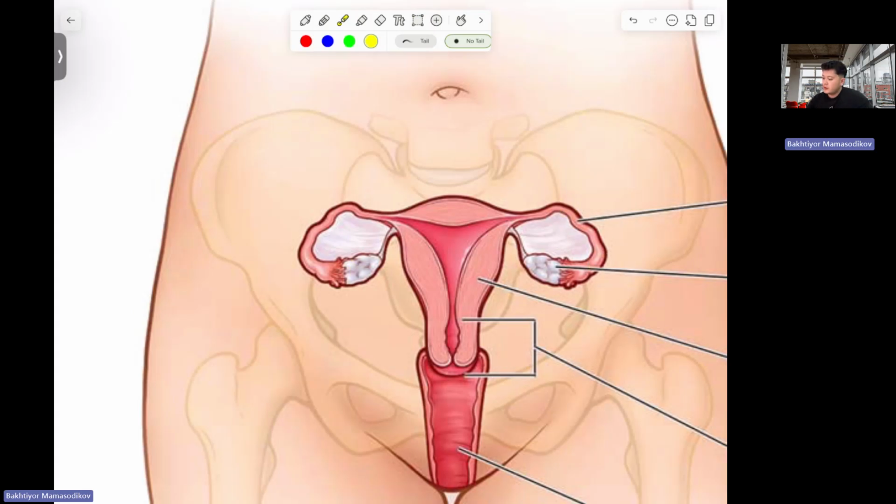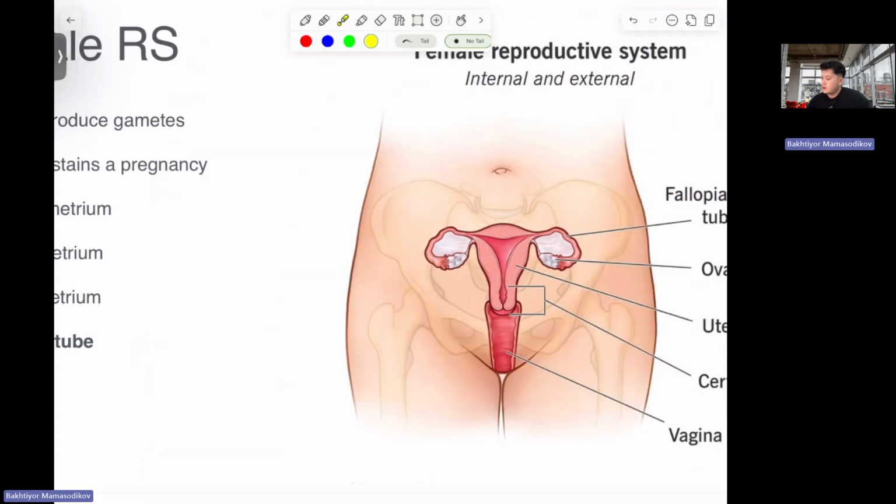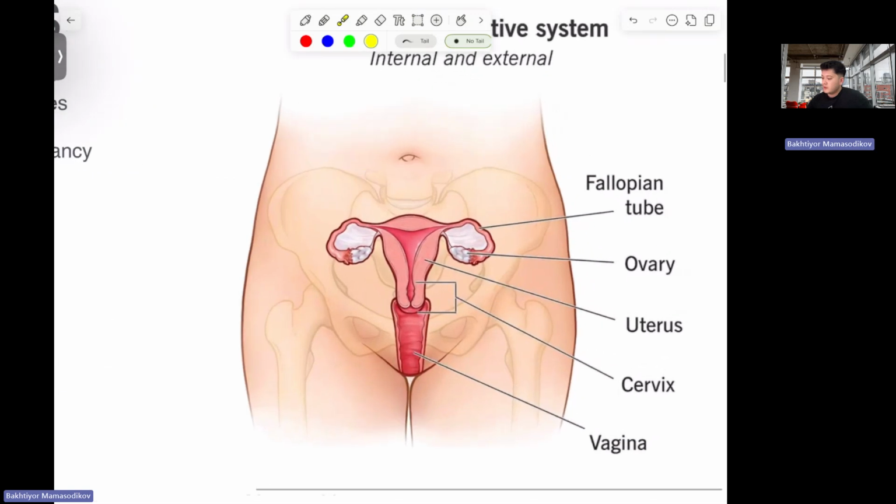Here you can see the fallopian tubes. These are called fallopian tubes. After that, this is the uterus, this is the cervix, and this is the vagina.